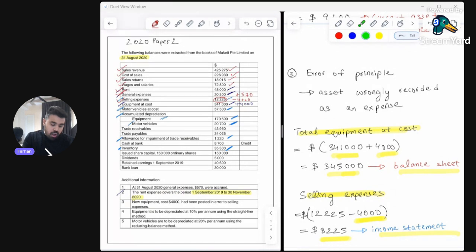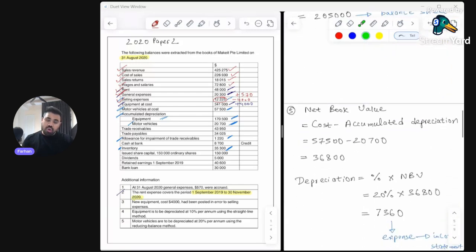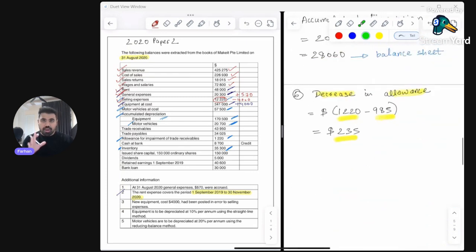All right. Now let's look for any other expenses we may possibly have in the list. So equipment at cost is a non-current asset. Motor vehicles at cost is also a non-current asset. Accumulated depreciation amounts are basically contra asset amounts, which we will show in the statement of financial position. Trade receivables is a current asset. Trade payables is a current liability. None of these are relevant. Then we've got the allowance for impairment of trade receivables. We're not exactly using this amount, but we are to use the decrease in the allowance for impairment of trade receivables based on our workings, which we have done in point number 6.